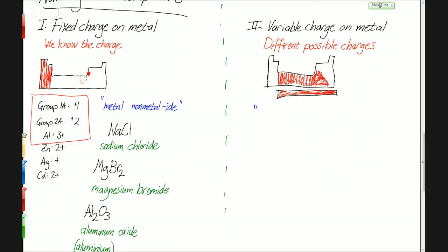So the name is going to be metal with that number in parentheses, whatever it is. We'll just put 2, with nonmetal-ide. And that 2 part is what's important now that we didn't have before. So we have to make sure that's in there, or else we don't know what kind of charge we're talking about. So let's look at, okay, I'll try to keep the colors.